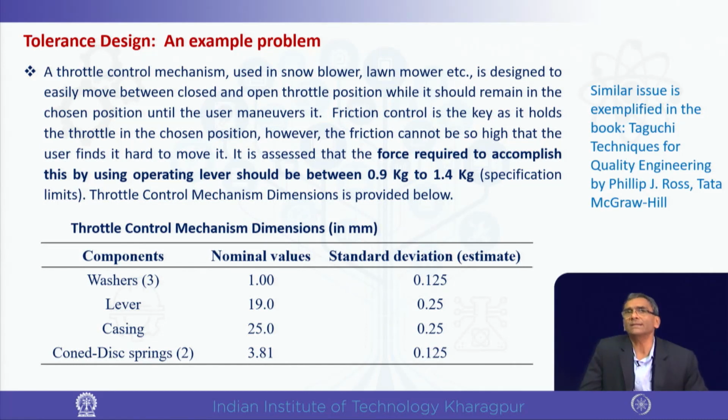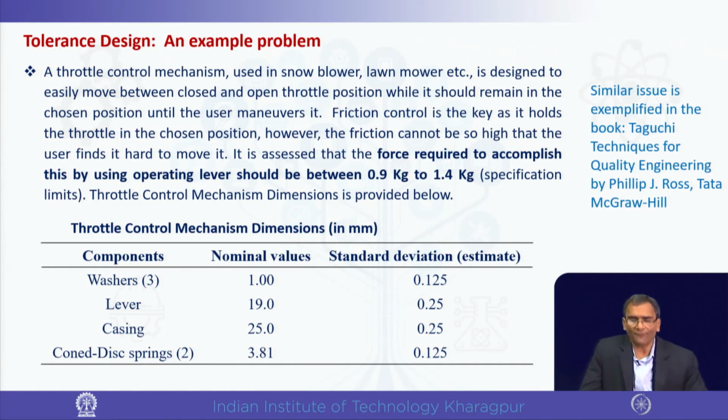So, in all there are 7 components which have been mentioned here. Washer within bracket 3 means 3 washers are used, cone disc spring within bracket 2 means 2 cone washers are used, C1 and C2, washer W1, W2, W3. So, W1, W2, W3, L, C and C1, C2 makes it 7.